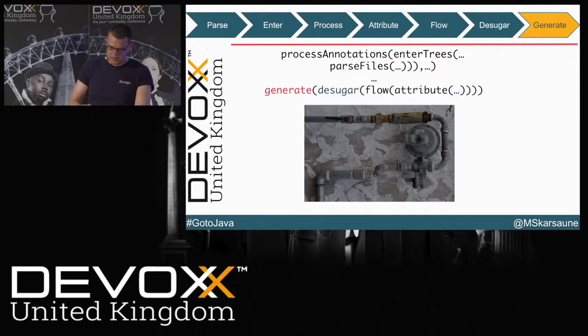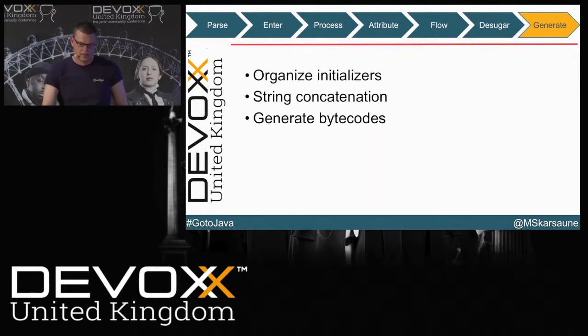Now we get into the real stuff, the generation. The generation does some things. We organize the initializers, tidy up a bit. The string concatenation, the initializers are done on the parse tree. Well, as you will see, the string concatenation is actually done directly into the bytecode. But most importantly, this is where we produce our bytecode for our program.